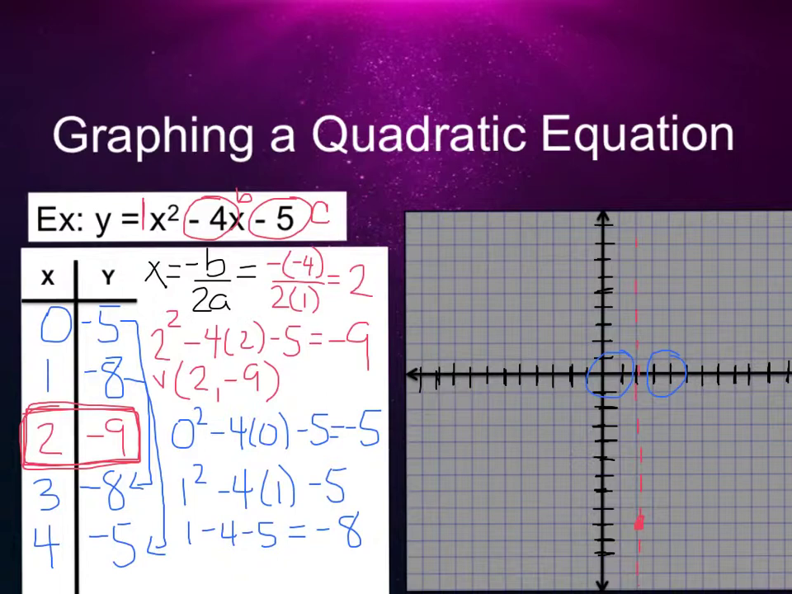So now I'll begin to plot these points. So we have (0, -5). So 1, 2, 3, 4, 5 right here. And we have (1, -8). Should be right here. Then we have (3, -8). See? Notice how that point is reflected. That's the point that I didn't have to even do work for. And then we have (4, -5). And now I'll connect using a smooth curve. And it created my parabola.